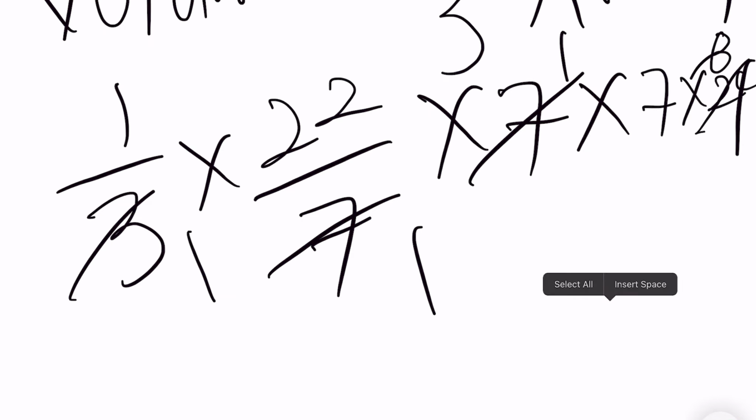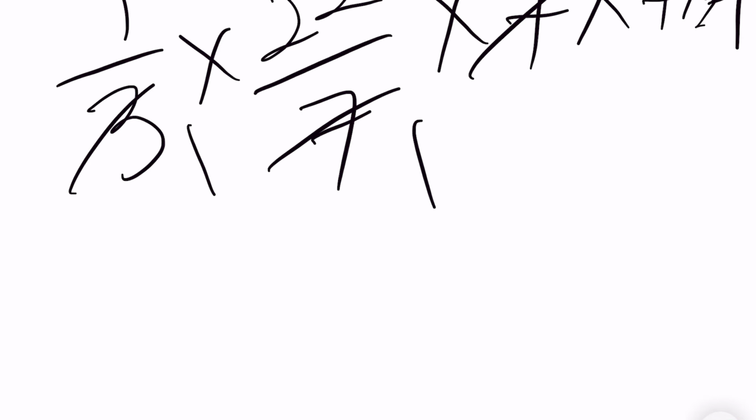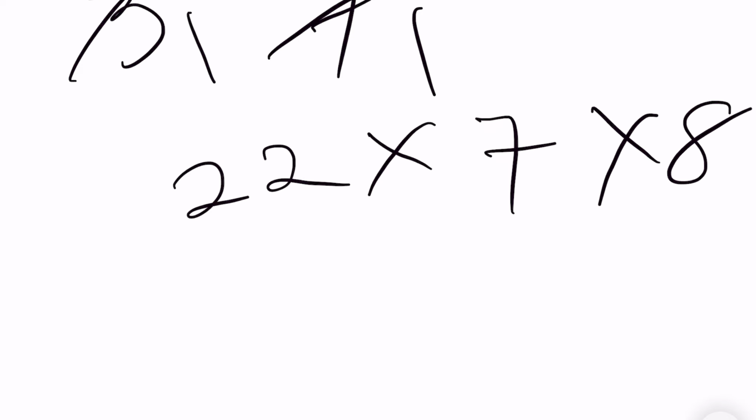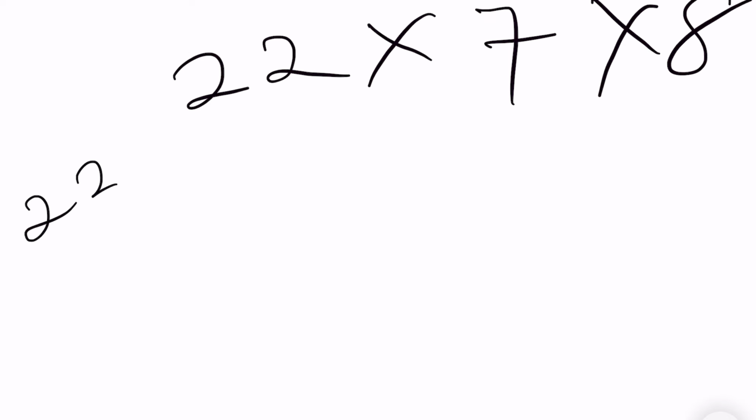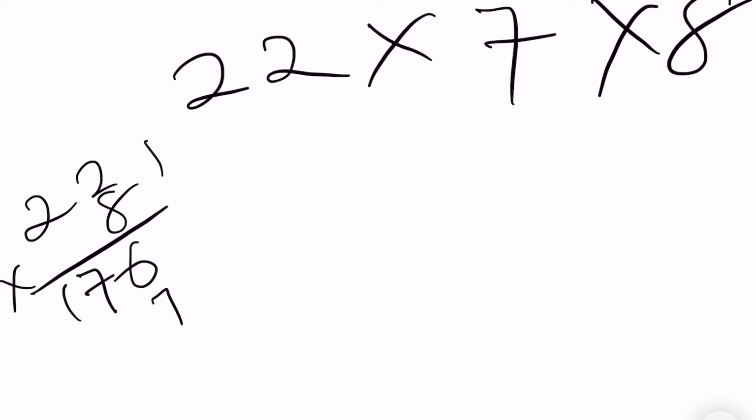Where we have our 3 here to be 1 and 3 in 24 to be 8. So we have it to be 22 times 7 times 8. So we have 22 times 8 to be 176. This is 176 times 7.